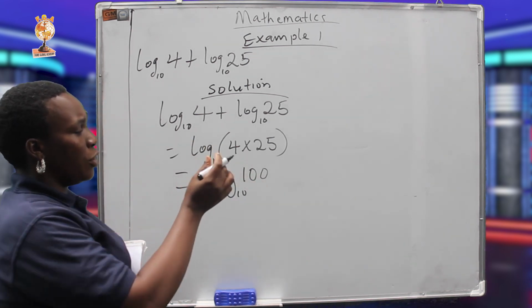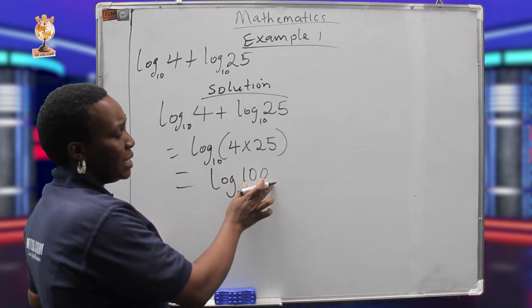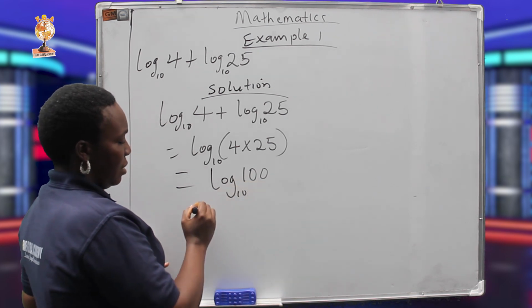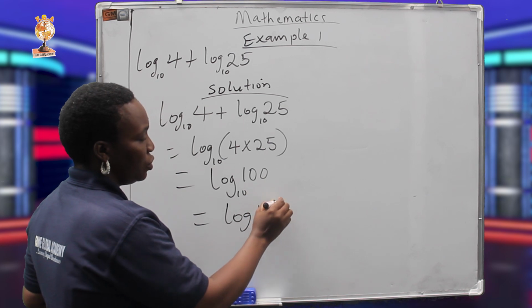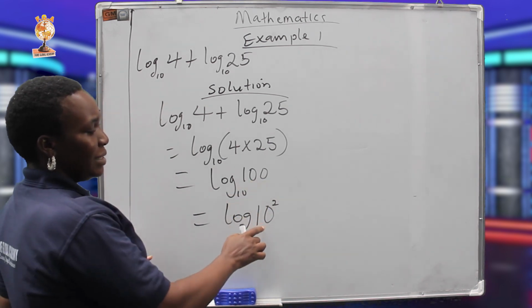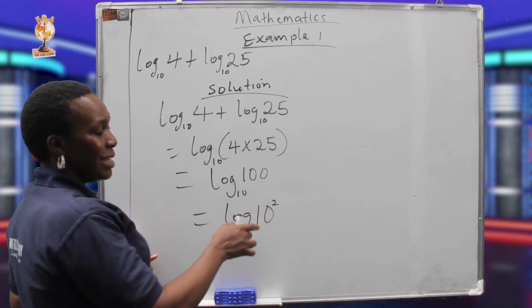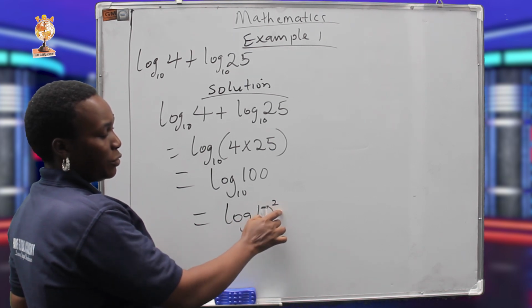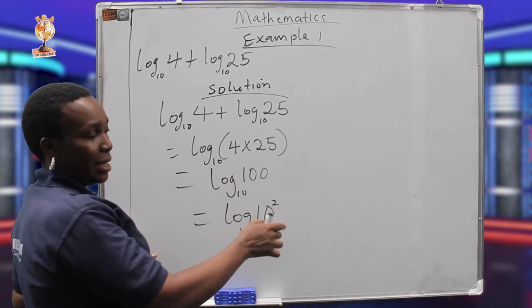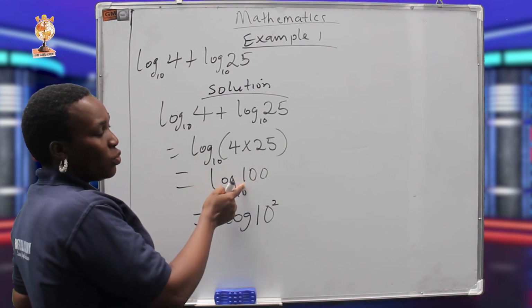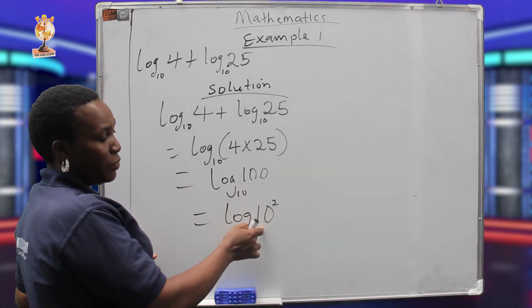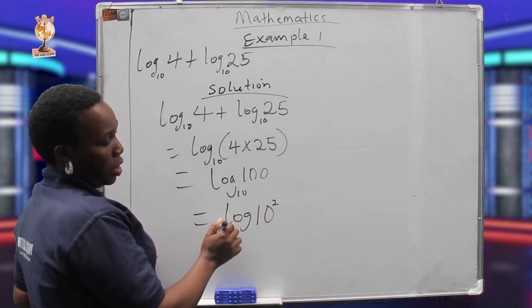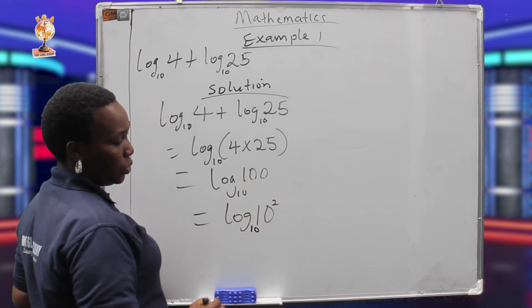So how can we make this number 10 raised to some power? For us to change this to index form, this is the same thing as log 10 raised to the power of 2. 100 means 10 raised to the power of 2, which is 10 times 10, which will give us 100. So we are changing this 100 to index form, which is 10 raised to the power of 2.